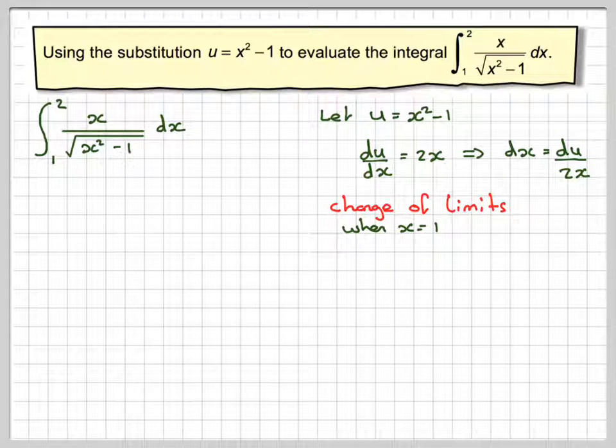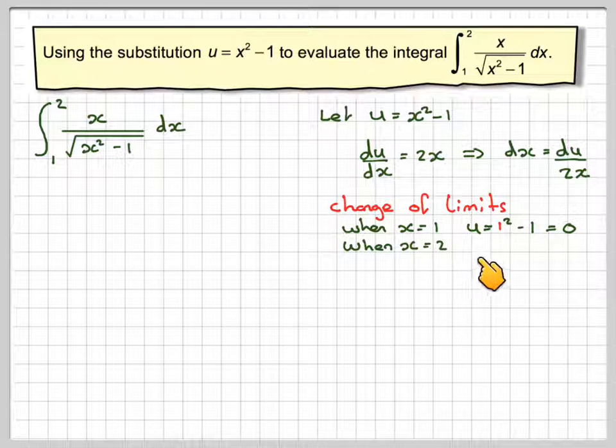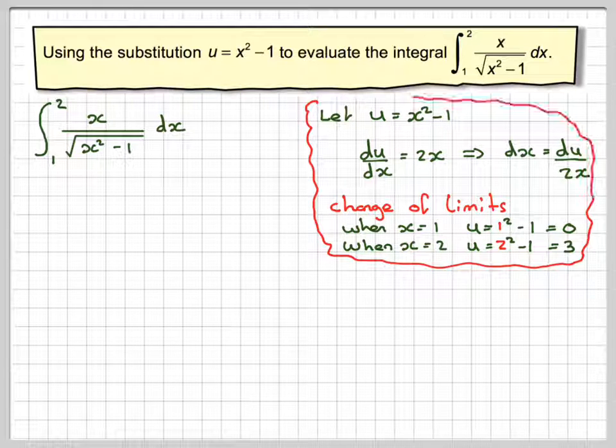When x is equal to 1, if we put 1 in here, we get 1 squared minus 1, which is 0. And when x is equal to 2, we're going to get u is equal to 2 squared minus 1, which is 4 minus 1, which is 3.